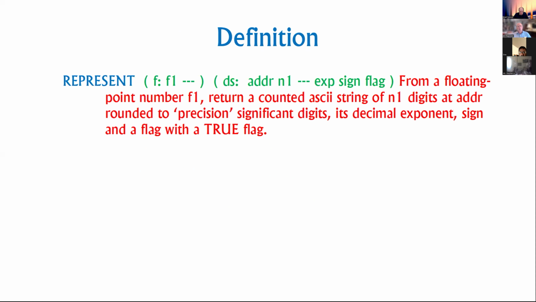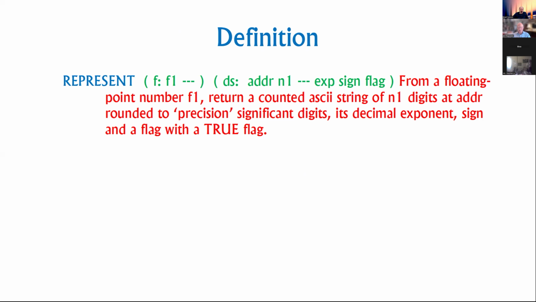So here's the definition of REPRESENT. As you see, it has a number of input parameters. First, it has a floating point number, F1, on the floating point stack. On the data stack, it has an address in which you want the conversion to take place, and n, which is the number of digits you want the conversion to result in. And then the word will return from that floating point the value of the exponent, the value of the sign, a flag on completion, and an ASCII decimal string placed at the address as a counted string at the address that you specify.